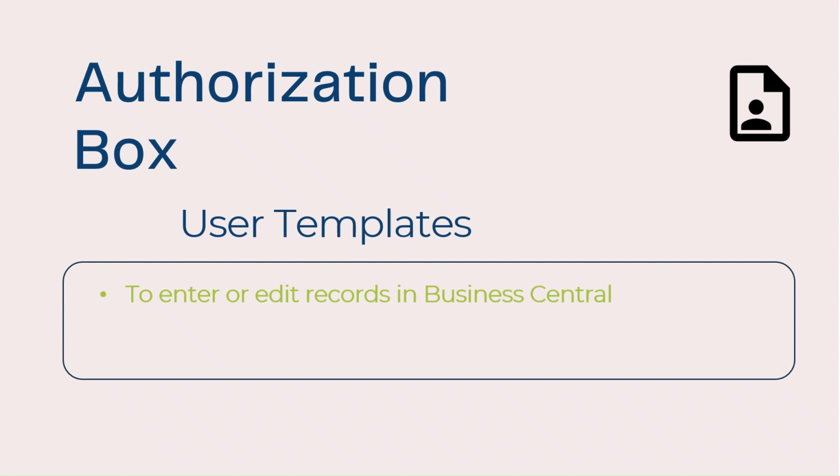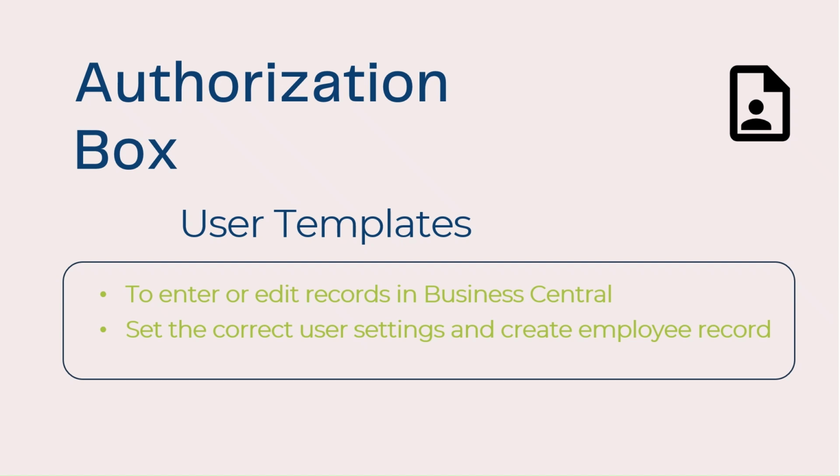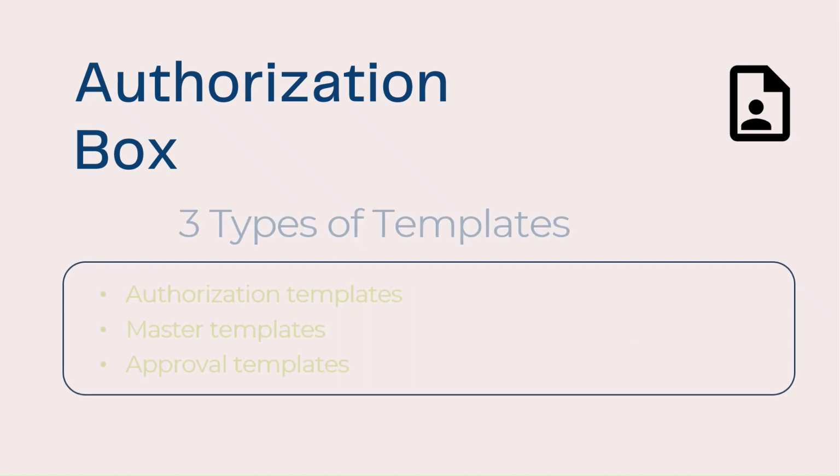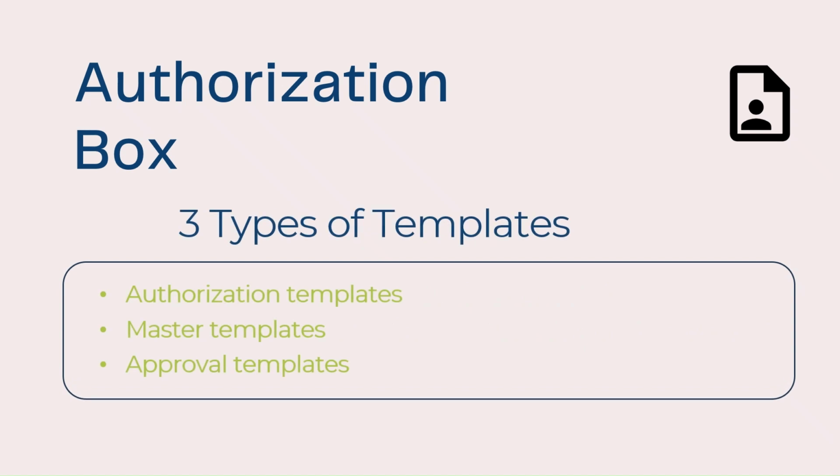It is very easy to use the templates to enter or edit records in Business Central, like with the onboarding of a user. Using the templates can set the correct user settings and create the employee record. There are three types of templates: Authorization Templates, Master Templates, and Approval Templates.